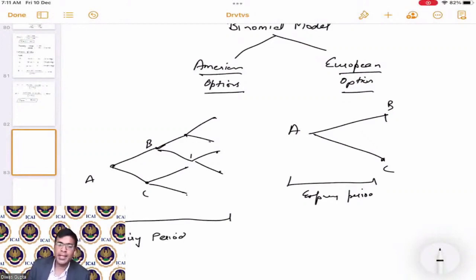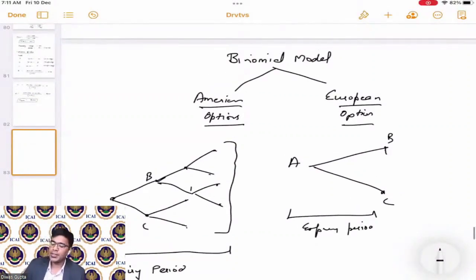It will not be up to B and C. It will be up till all the possible nodes during that period. Correct? Hence, this binomial model is suitable for both American options as well as European options.